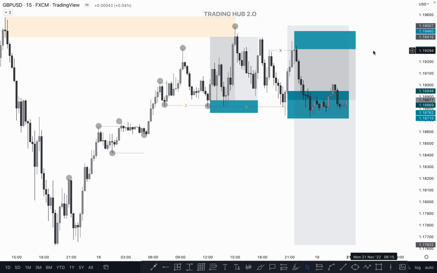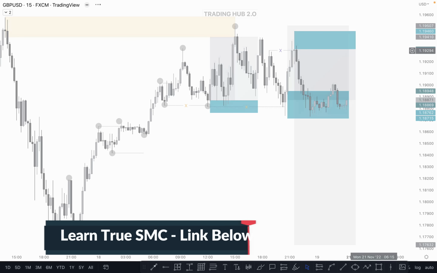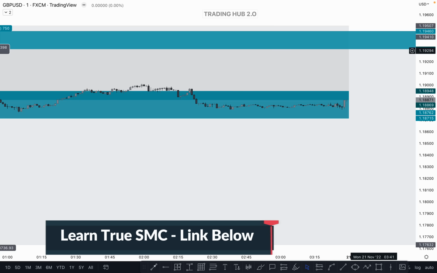If I switch here into 1 minute, then what will be processed here and how we can spot the entry in a lower time frame. Now let's switch into the 1 minute, because this one is our 15-minute structure. If I switch here into 1 minute, then you will see how many entries are possible here.